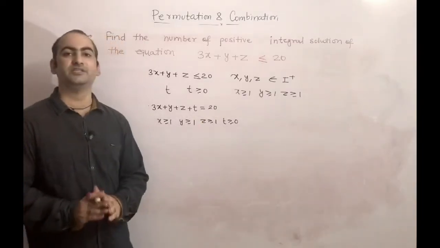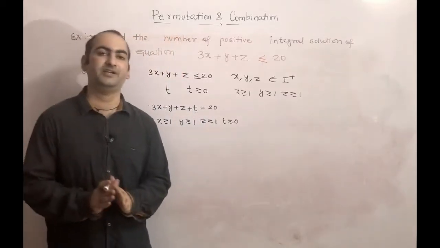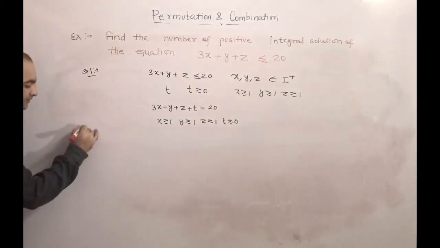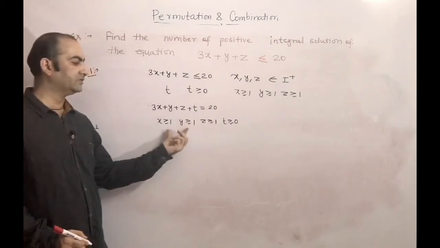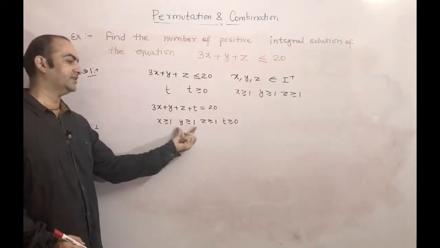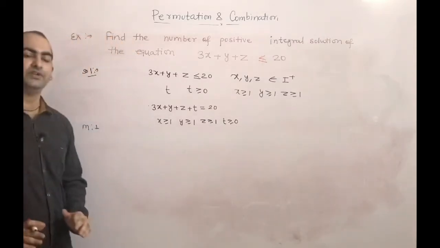For finding solutions of this equation, we have two methods. Method one is multinomial, and the second method is distribution of identical objects. First we are using multinomial. We want this summation to be 20, where x, y, z and t are integers such that x, y, z are greater than or equal to 1, and t is greater than or equal to 0.